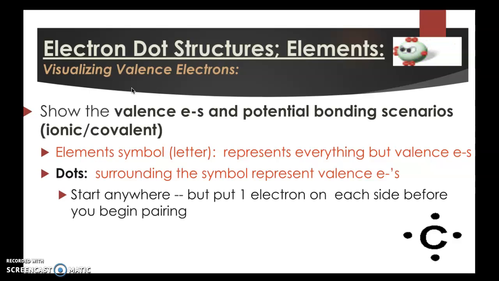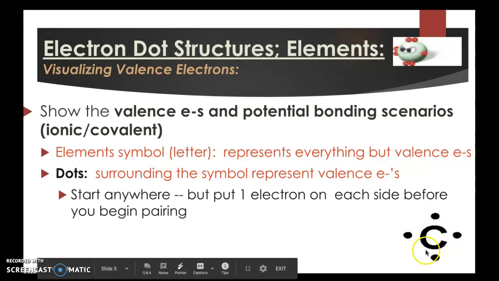Electron dot structures show the valence electrons and potential bonding scenarios, whether it would be an ionic bond or a covalent bond. In an electron dot structure, it's going to show the element symbol, a 1 or 2 letter symbol, and that represents everything but the valence electrons. That represents the nucleus and what's called the inner core electrons. Then we use dots, which will be surrounding the symbol, and those represent the valence electrons.